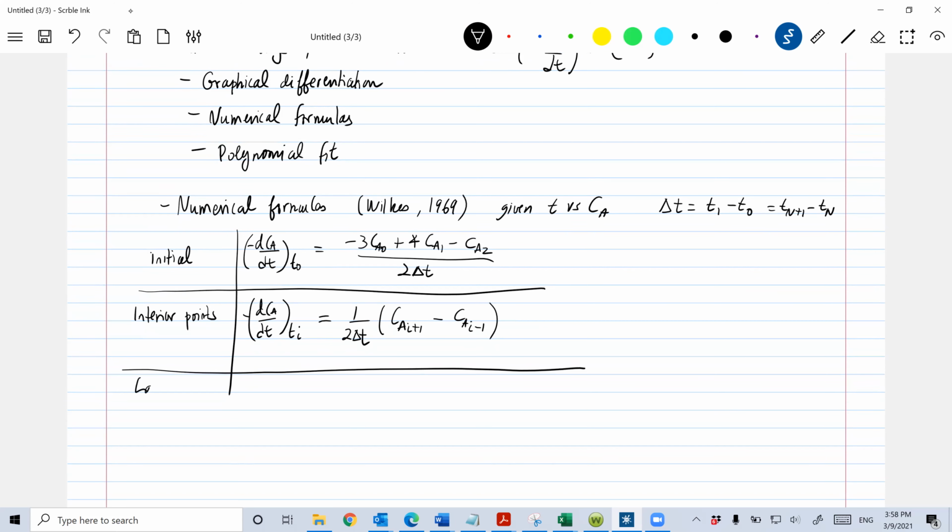And then your last point, at tn, is 1 over 2 delta t of CA n minus 2 minus 4 CA n minus 1 plus 3 CA n. So this is one formula that you can use to calculate your rates from the initial points. For each point, you'll have a different rate. So that's how you would do it.